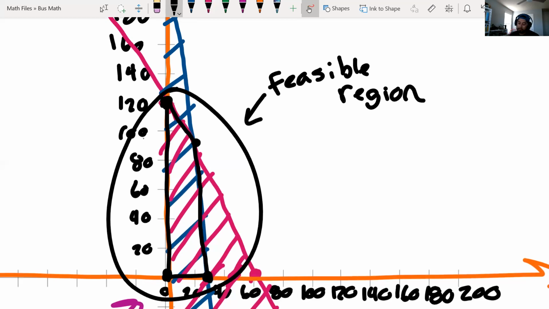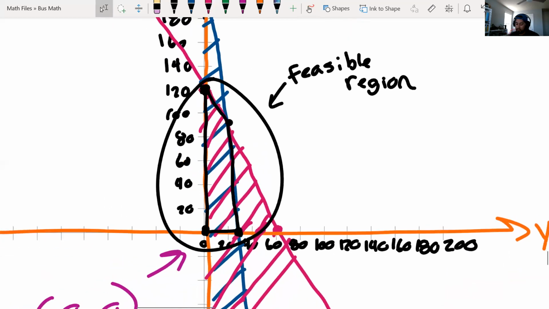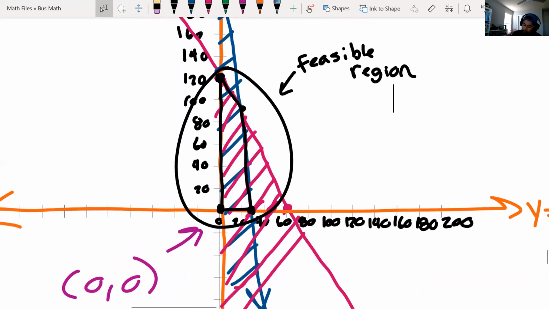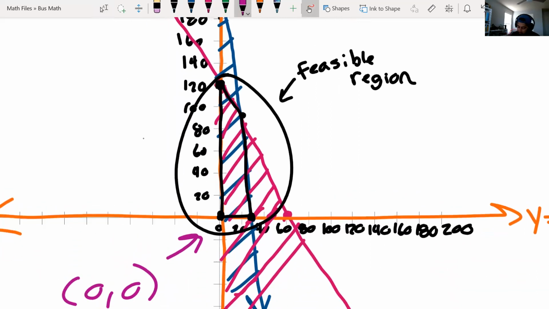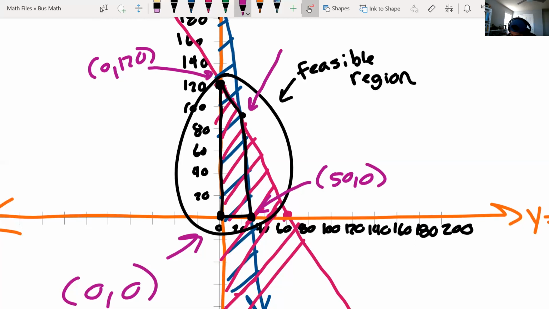Okay, so since that's our feasible region, let's start listing off the corner points. One of them's labeled already as 0, 0. The next corner point is going to be 50, 0. And then 0 and 120. And if my graph is correct, that looks like 20 and, or maybe not. Maybe I'm just way off. Let's see. 0, 120, 0, 0, 50, 0.